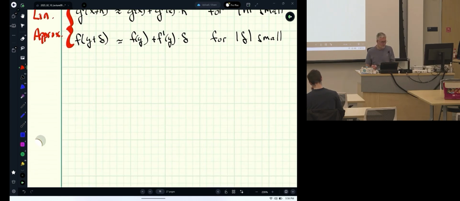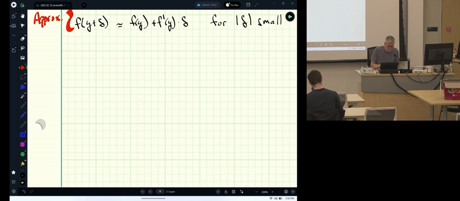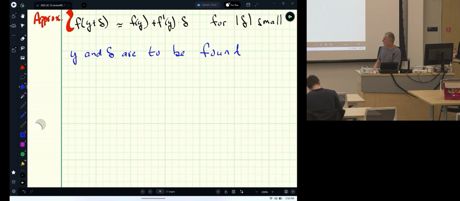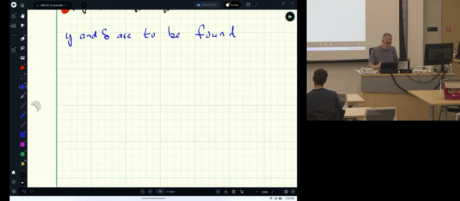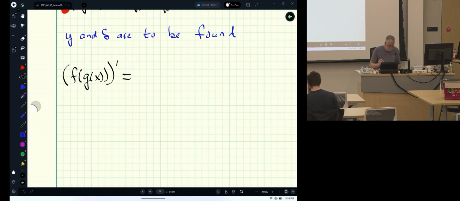Okay, just linear approximations. For us, y and delta are to be found. So what I'm going to do is write this derivation in the way that you would discover things on your own, not the way it would be written up as a proof in a math book. So proofs are written backwards. That's part of the reason you guys have trouble reading them.